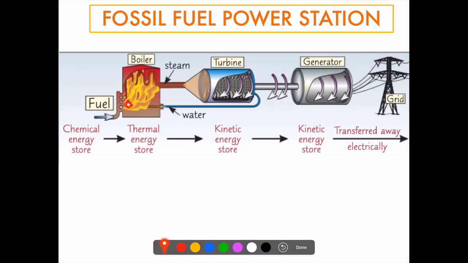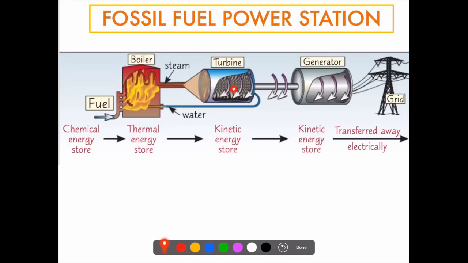As that burns, the heat is used to heat up water. So inside these pipes over here, you have liquid water, and the heat turns that liquid water into gas, into steam. That steam then goes through the turbine, and it causes the turbine to spin.